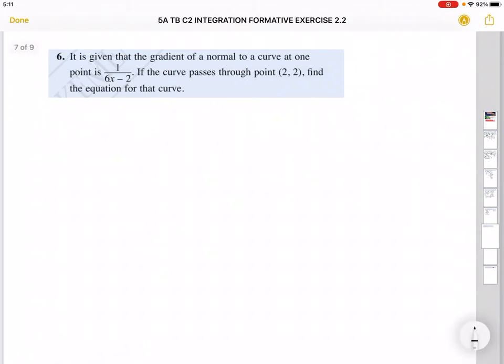So if you want to find your gradient of the normal, you take your gradient of tangent, or dy dx, and multiply by the gradient of the normal. The result must be negative 1. Yeah, dy dx is your gradient of tangent. So your dy dx will be, if I multiply over, 2 minus 6x.